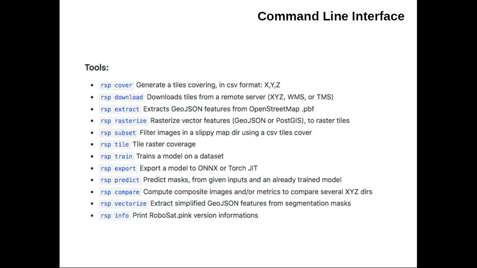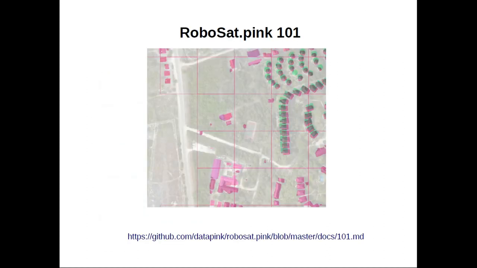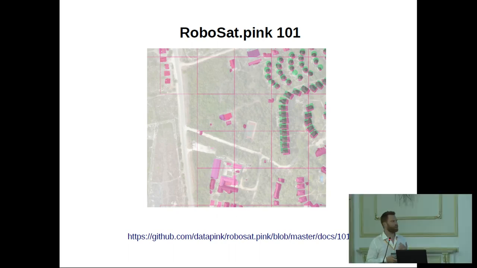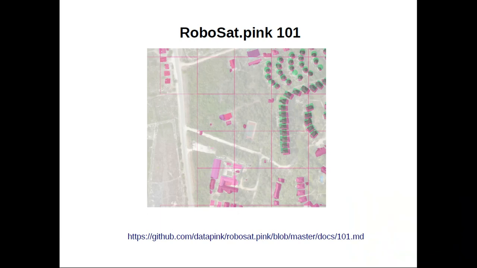A few more pieces of information. It's a command line interface with many tools, each dedicated to only a few things. So it's really like GDAL, and it can be used like a GDAL companion. You have a little command tool, and you can add extra ones dedicated to deep learning. Here we can see the tutorial, RoboSat.pink 101, the one done with the workshop on Tuesday. In this tutorial, we use the Tanzania open data set.